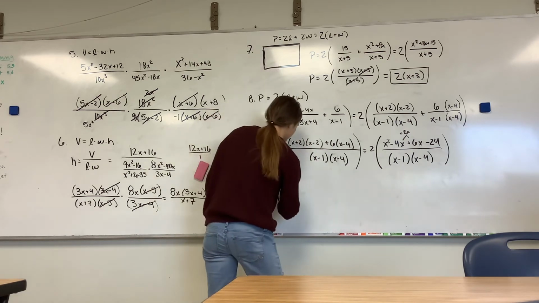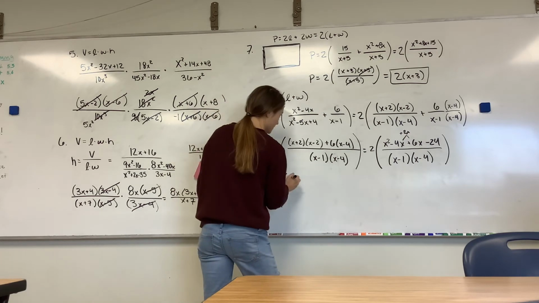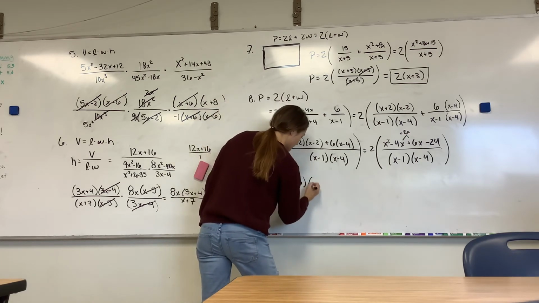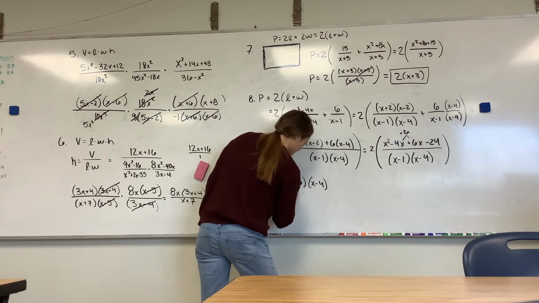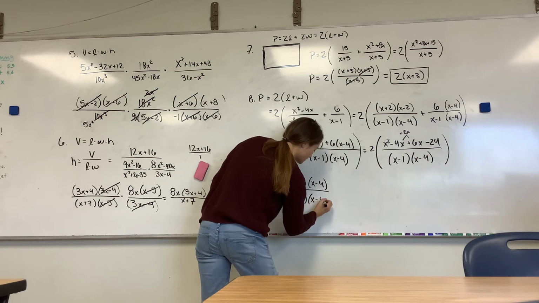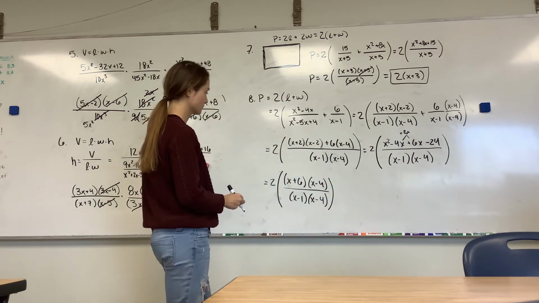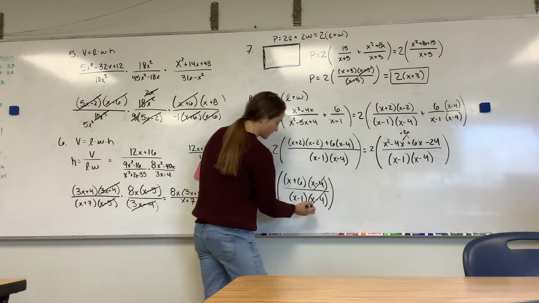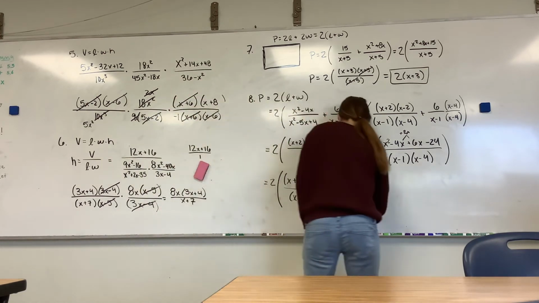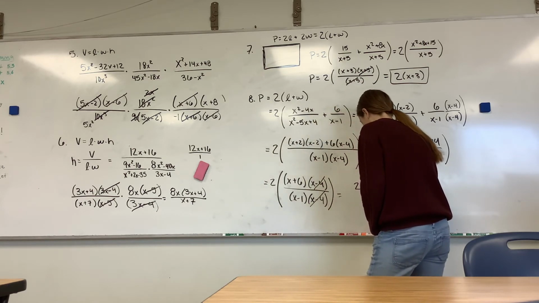That will be x minus or plus 6 and an x minus 4 all over x minus 1, x minus 4. So now I can cross these out and I am left with 2 times x plus 6 all over x minus 1.